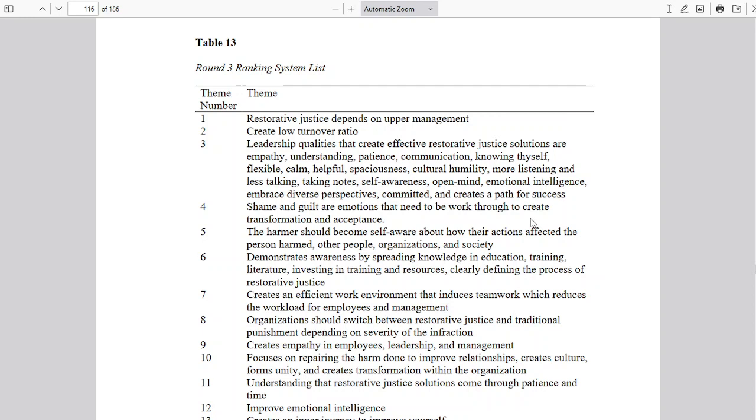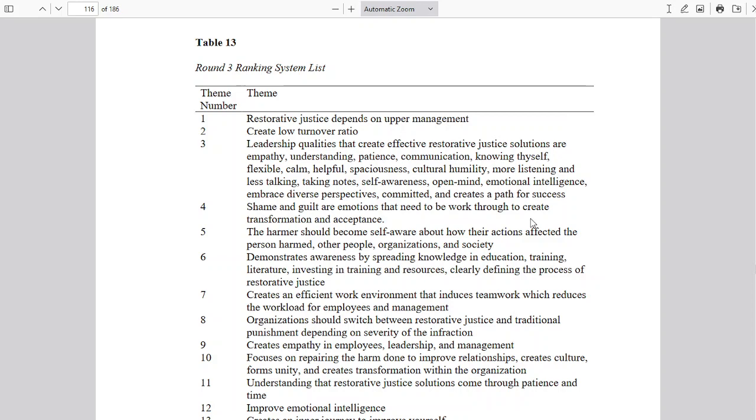listening and less talking, taking notes, self-awareness, open mind, emotional intelligence, embrace diverse perspectives, committed, and creates a path for success. Shame, 4 is shame and guilt are emotions that need to be worked through to create transformation and acceptance. 5, the harmer should become self-aware about how their actions affected the person harmed, other people, organizations, and society.